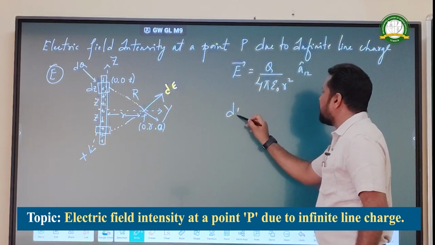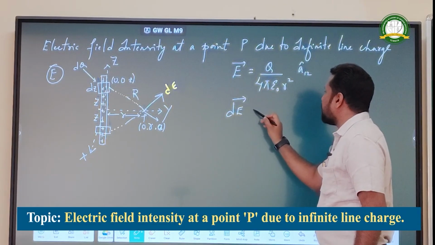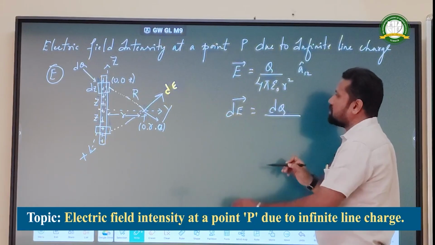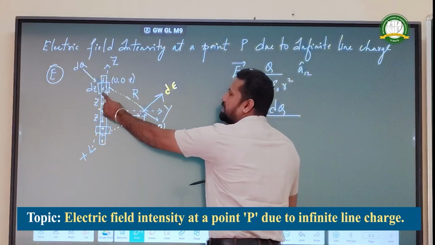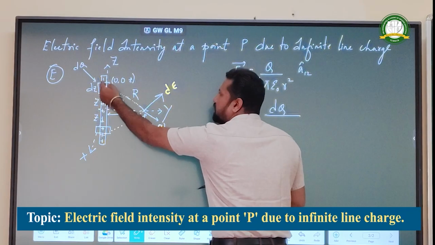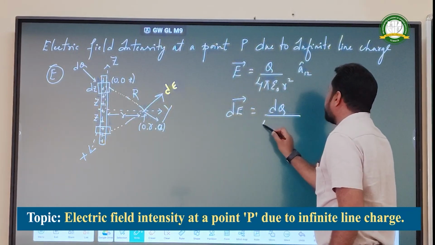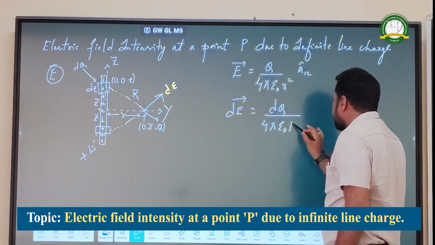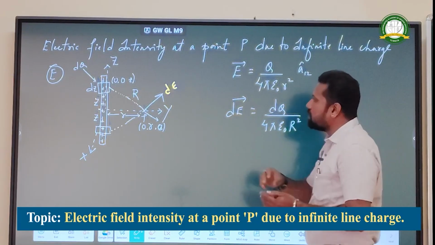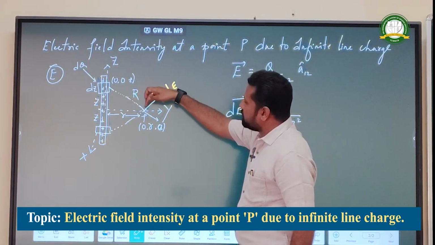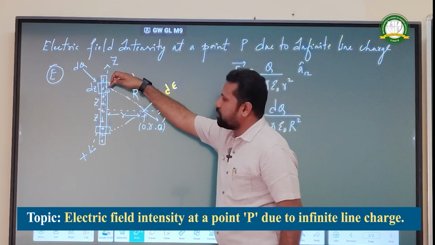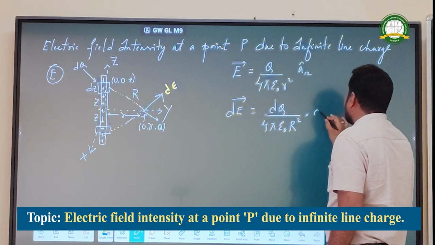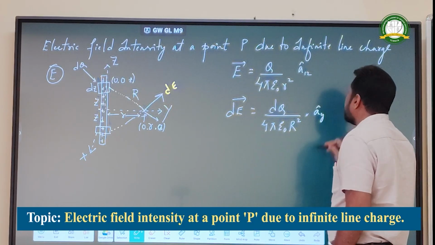So differential electric field dE vector is equal to dq, because the small differential segment dz carries dq amount of charges, divided by 4 pi epsilon naught into capital R square, because here capital R is the distance between the point P and the small differential segment dz, into a y cap.